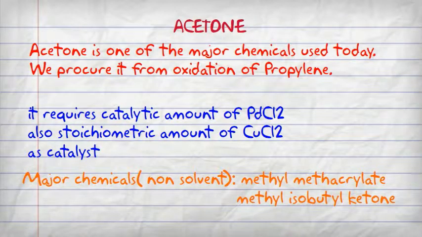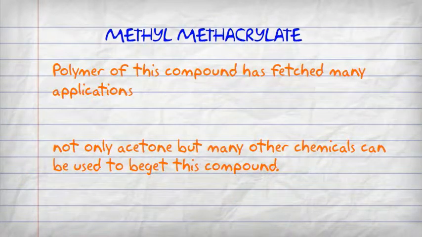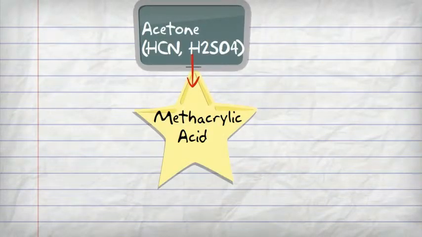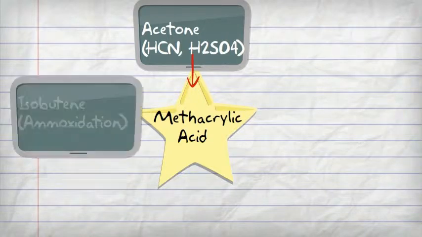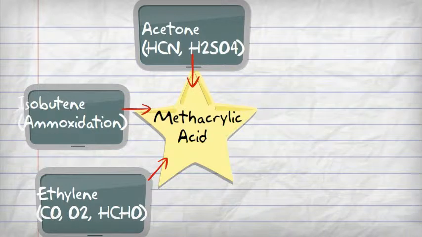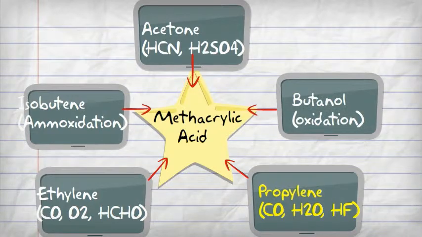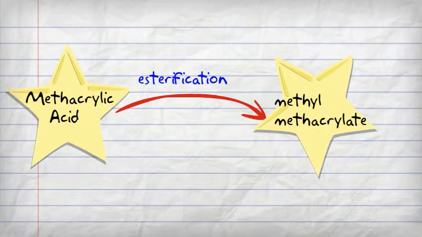Major chemicals from acetone are methyl methacrylate and methyl isobutyl ketone. Methyl methacrylate is manufactured from methacrylic acid. Methacrylic acid can be produced from acetone in the presence of hydrogen cyanide, by oxidation of isobutane, from ethene in the presence of formaldehyde, from propylene in the presence of hydrofluoric acid, or by oxidation of butanol. Esterification of this acid will give us methyl methacrylate.